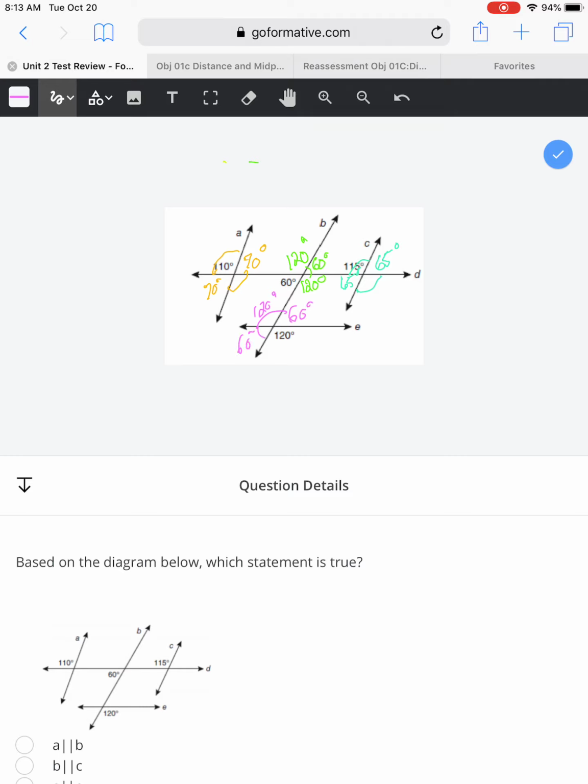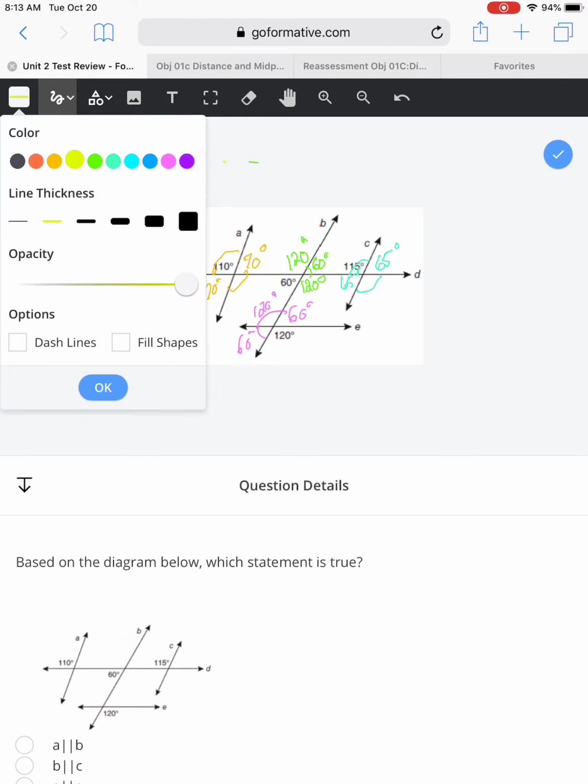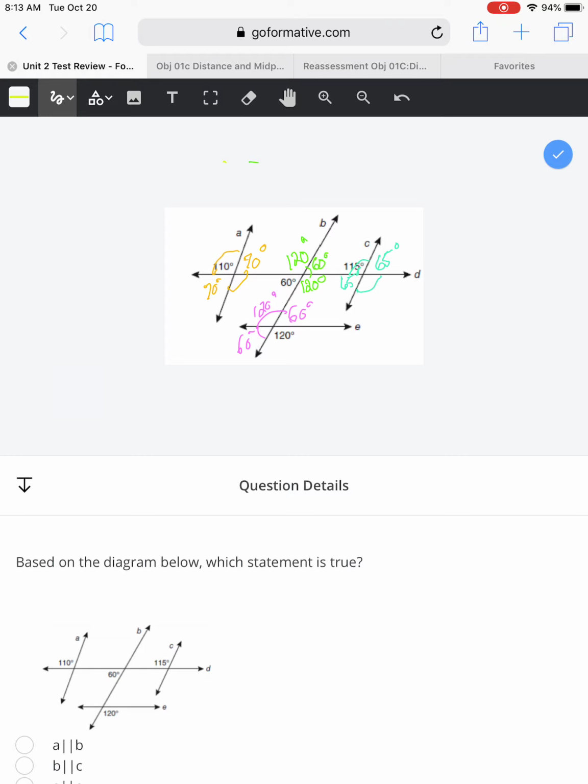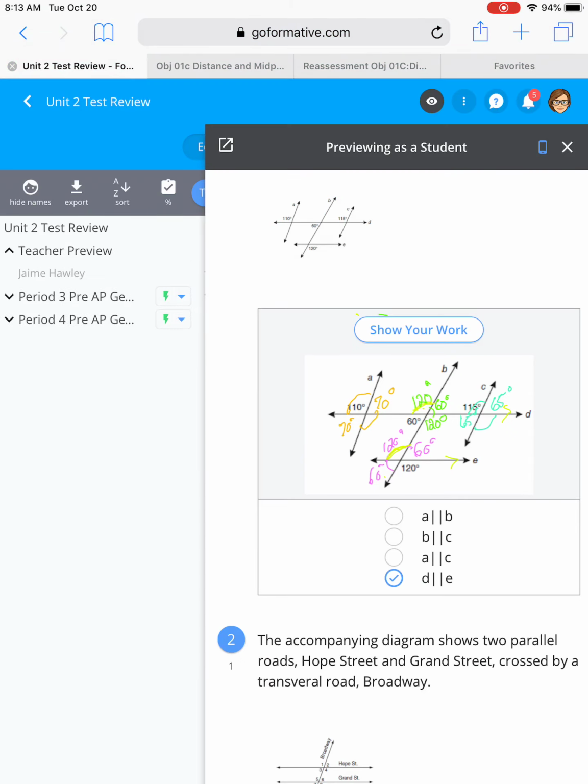And then I look at two things. I look at angles that add to 180, and I look at congruent angles. And what I see here is that this angle is 120 and this angle is 120. Well, they're corresponding angles because they're in the same spot. So if corresponding angles are congruent, lines are parallel, so therefore D has to be parallel to E. And that was the only one because none of the rest of them had angles in common.